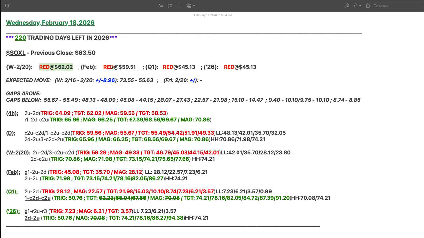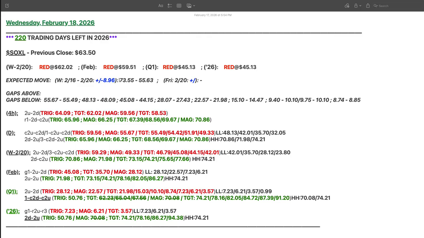Takes a little bit more to flip the month red, 59.51, and then the quarter and the year flip red at 45.13. But for now, it is full time frame continuity to the upside. The week, month, quarter, and year are all green. We see here the expected move for the week is plus or minus $8.96 from the close on Friday, giving us an expected range of 73.55 to 55.63.